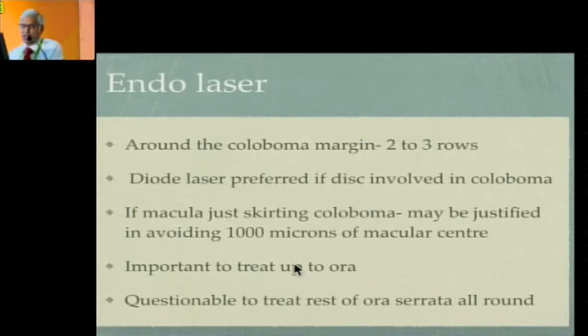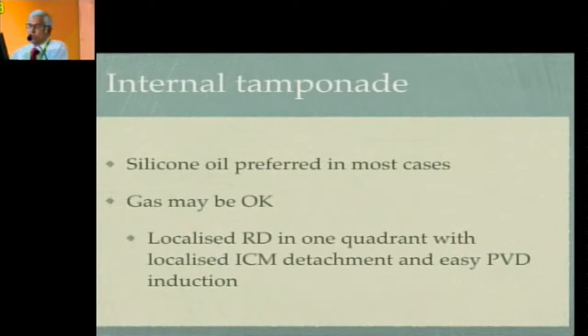Silicone oil is preferred in most cases because of the large area of the coloboma margin that needs to be tamponaded. But gas may be okay in eyes where there's a localized detachment in one quadrant and there's a localized ICM detachment and there was easy PVD induction.